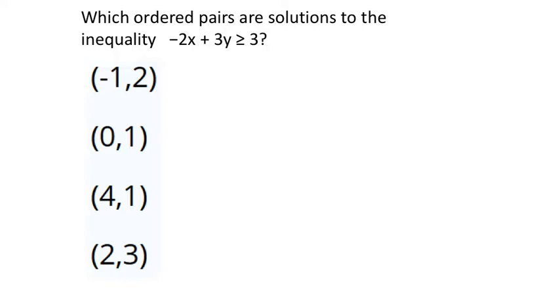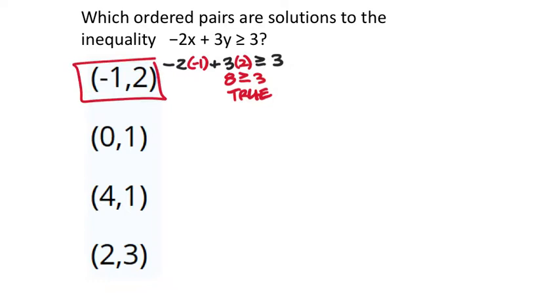So I'm going to go to the inequality, negative 2x plus 3y, which should be greater than or equal to 3. I'm going to replace the x and the y with the x and y that they give us, which in this case, the x is negative 1 and the y is 2. Well, 2 plus 6, that's going to be 8, is greater than or equal to 3. This is true. So since that is true, it is a solution, which I'll just box in.